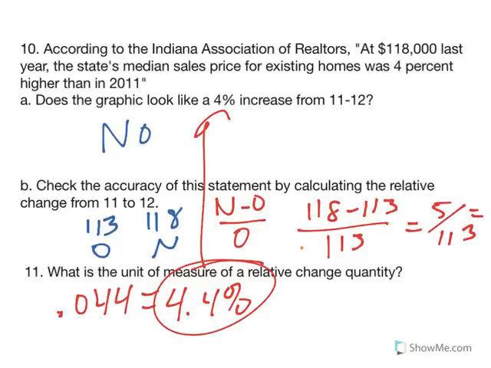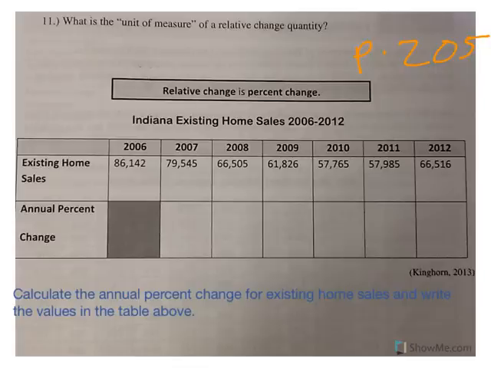And now, I'm sorry, I kind of rolled over into number 11, but the unit of measure we're talking about is percents for relative change. Your relative change, whether it's an increase or a decrease, is always going to be percentages. All right, let's turn over to page 205. I'm going to do 2007 with you or for you.